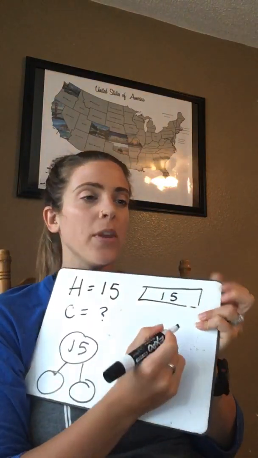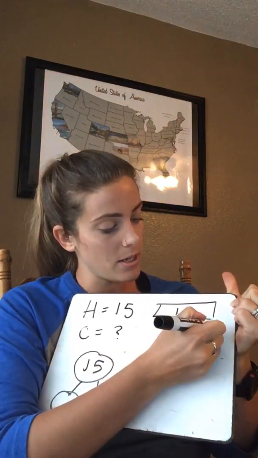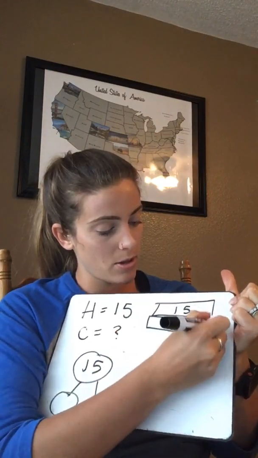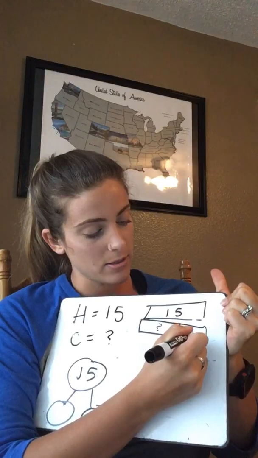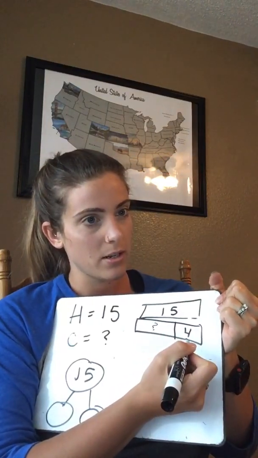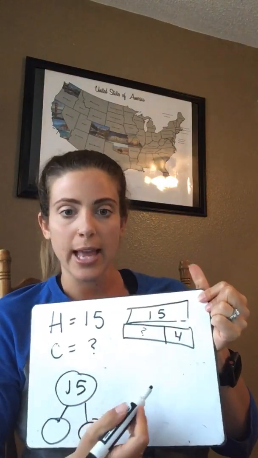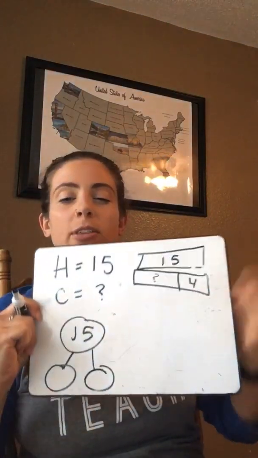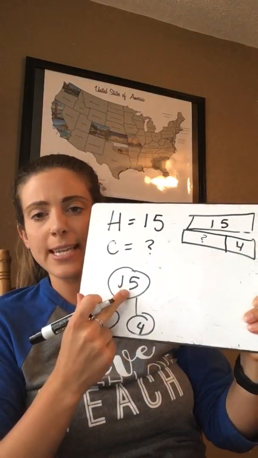15 is our whole. Chris hopped 4 fewer times. So we could think Chris did fewer. So what plus 4? Right? 4 fewer times. How many times did Chris hop on one leg? Okay, so we could do that with a number bond. What plus 4 more would give you 15?